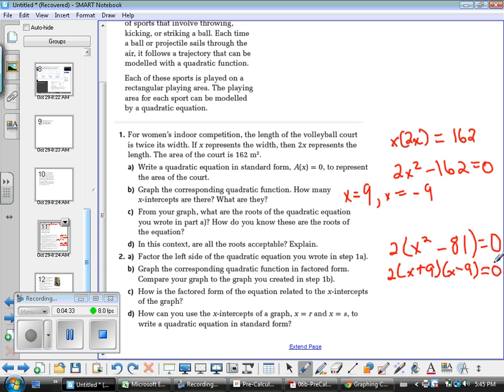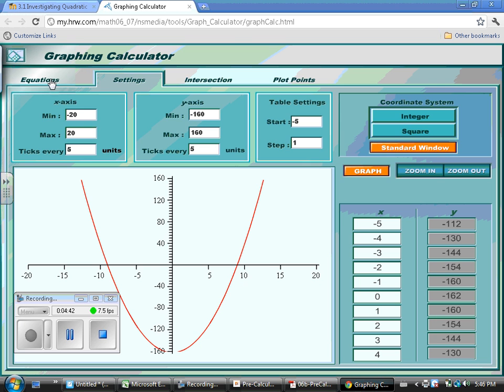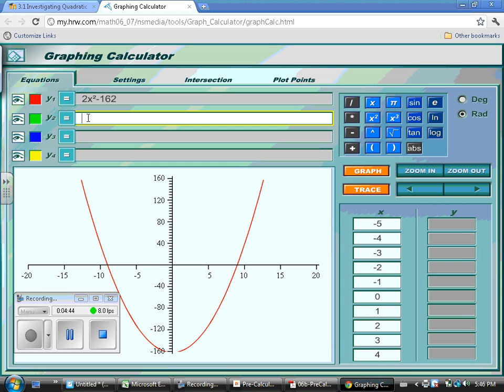All right, so if you factor that, graph the corresponding quadratic function in factored form. Okay, so I can take that same factored form and put it into my window here. So 2 times x plus 9 times x minus 9. Okay, put that in, and we'll graph it. You'll see the red one, and then you'll see the green one right on top, just to show the factored form being the same.